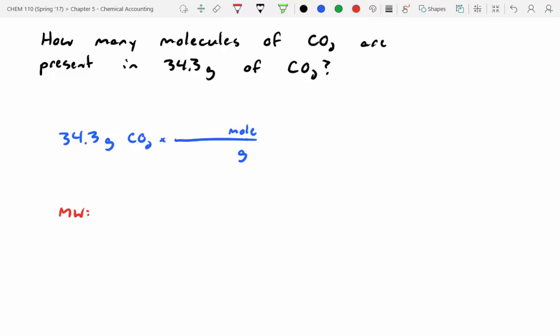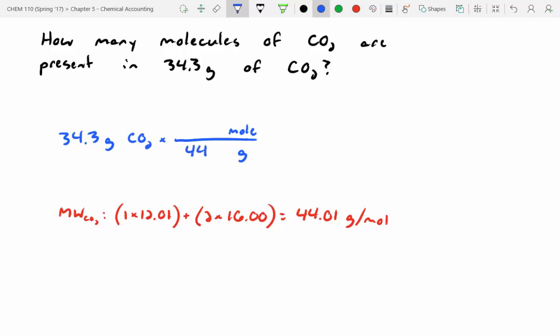We'll say the molecular weight for CO2. We've got 1 carbon, so 1 times 12.01, times 2 oxygens, which are 16.00. Should give you a molar mass of 44.01 grams per mole. Okay? So I'm going to plug this in on the bottom because we know that large number should go with the gram side. Now that's good because we've canceled out grams.